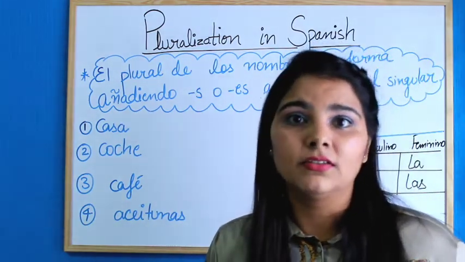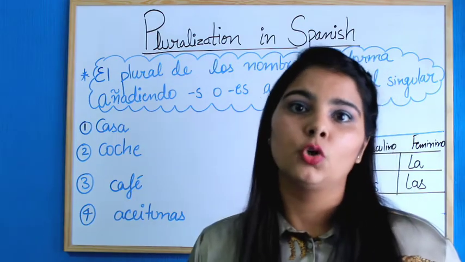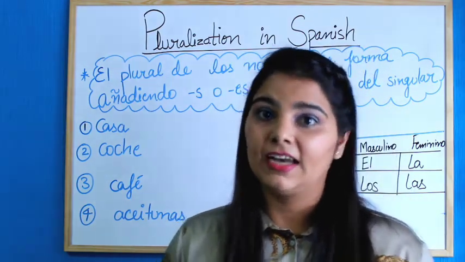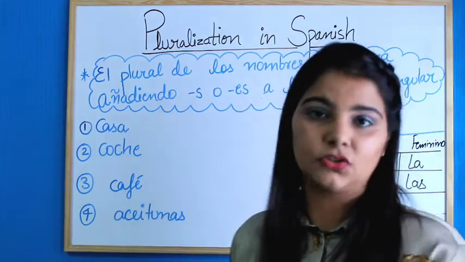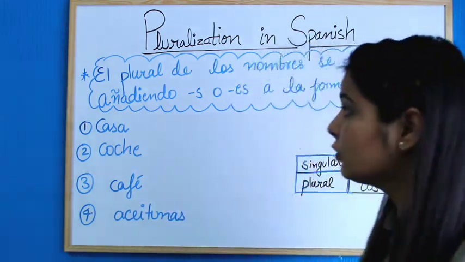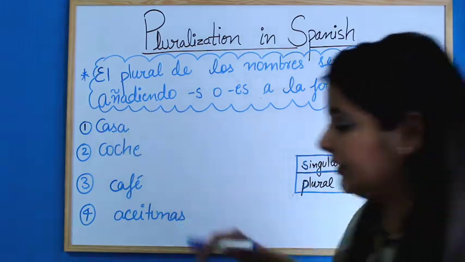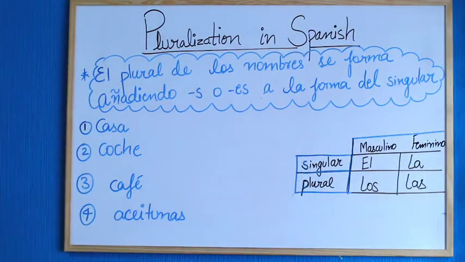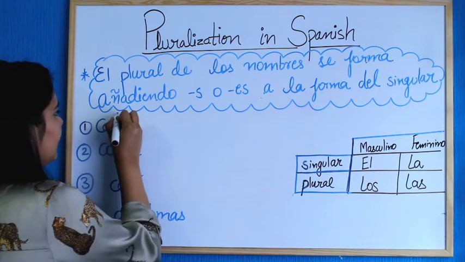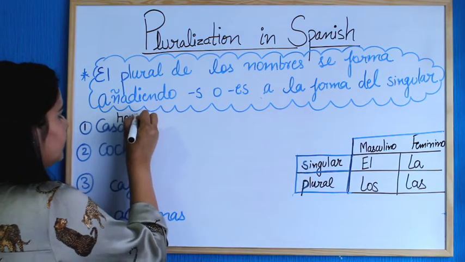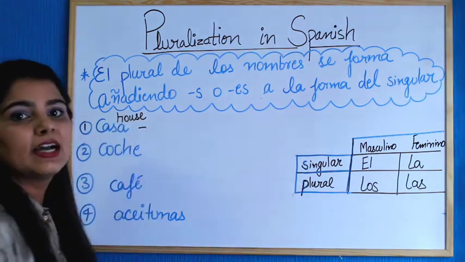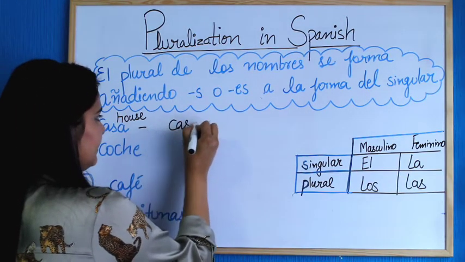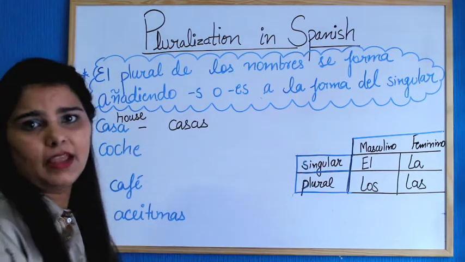Pen, pens, car, cars. We pluralize something by adding s or es, and in Spanish it happens the same way. So for example, over here, casa, as we already know, is house. Casa is house. The plural would be casas. So we just add an s to it.